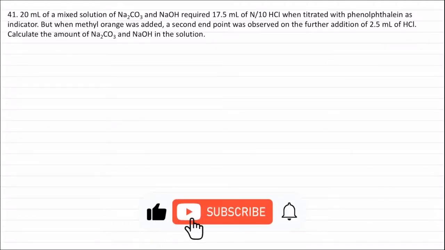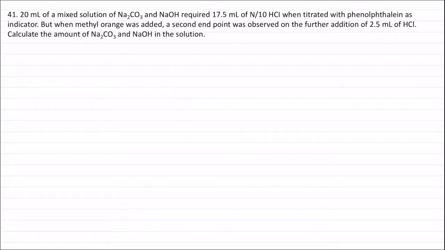Question 41. 20 milliliter of a mixed solution of sodium carbonate and sodium hydroxide required 17.5 milliliter of N by 10 HCl when titrated with phenolphthalein as indicator. But when methyl orange was added, a second endpoint was observed on the further addition of 2.5 milliliter of HCl. Calculate the amount of sodium carbonate and sodium hydroxide in the solution.